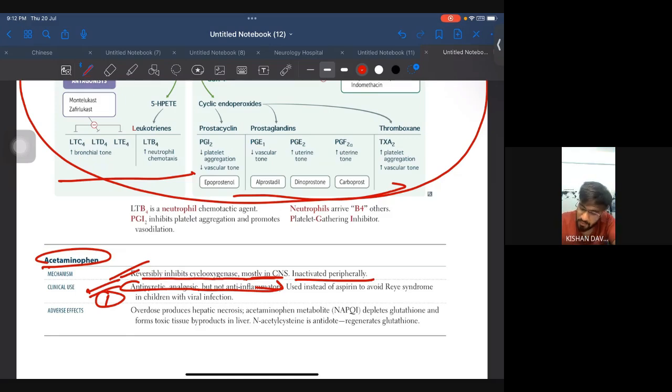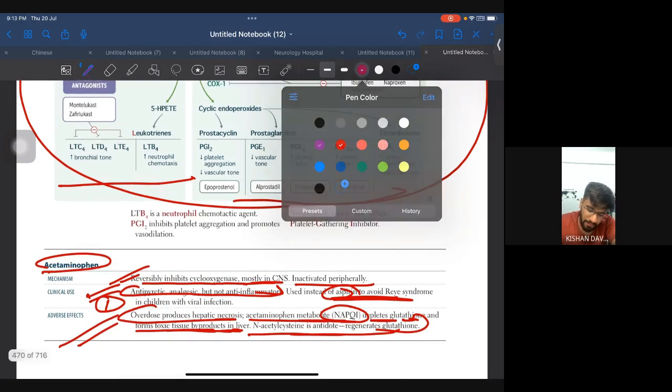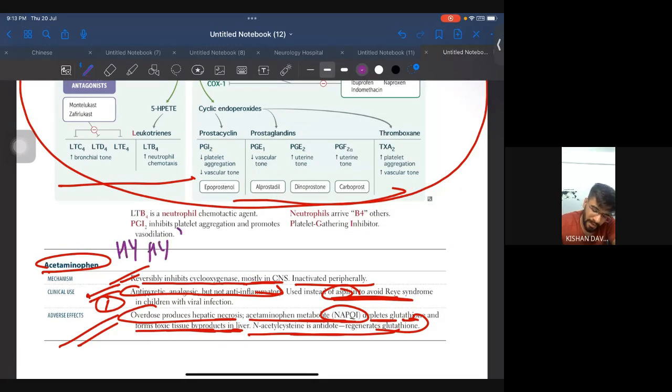Okay. So as we all know, Reye's syndrome occurs because of aspirin toxicity in viral fever. So instead of aspirin, we give acetaminophen in viral fever because of Reye's syndrome. Overdose produces hepatic necrosis. The acetaminophen metabolite, NAPQI, depletes glutathione and forms toxic byproducts in the liver, and acetylcysteine is the antidote, it regenerates glutathione. This is very important. I will mark this as high yield. NBME has asked so many of them, so I want you to remember.